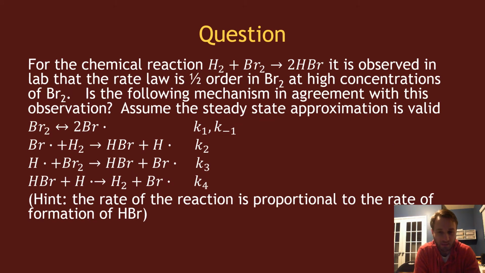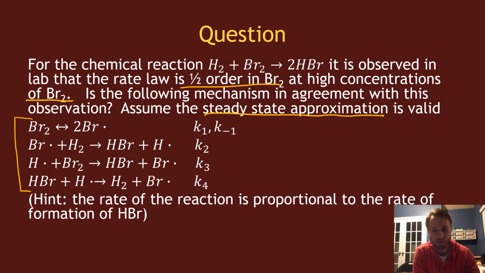So this next example, we're going to look at this simple reaction, H2 plus Br2 forming 2HBr, which we introduced the rate law for when we first talked about kinetics. It's a nice example of what looks like a simple reaction but has a much more complicated mechanism with 5 different steps, with a bunch of radicals involved. The question is, you observe for the rate law a half order of Br2 at very high concentrations of Br2. Does that agree with your mechanism? We're going to assume the steady state approximation.